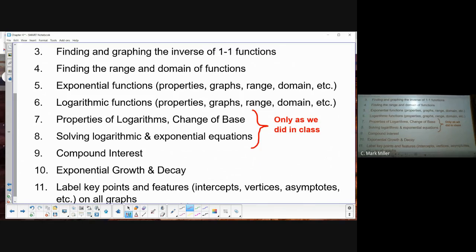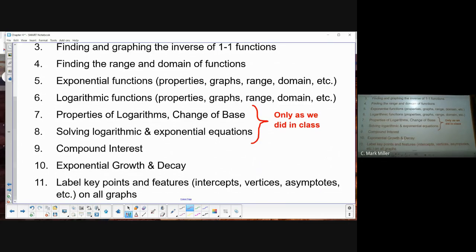Compound interest, we just went through. Exponential growth and decay, we're about to do. Label key points and features on all graphs. All right. Also, up till now, you know that I've pretty much always asked you to graph something without the calculator. There'll be a calculator section and a non-calculator section of the exam. I've asked you to graph without the calculator because I want you to understand the components of the graph.